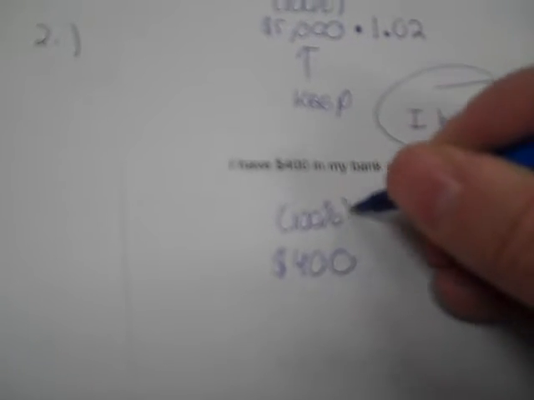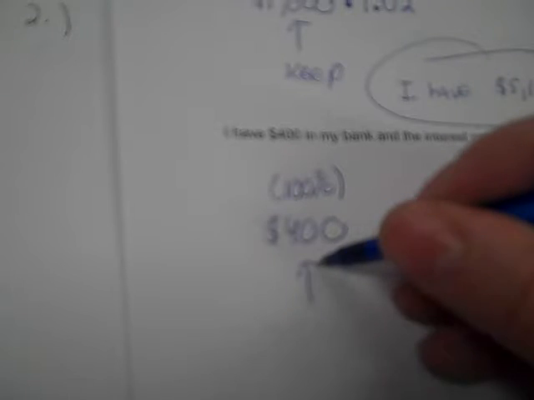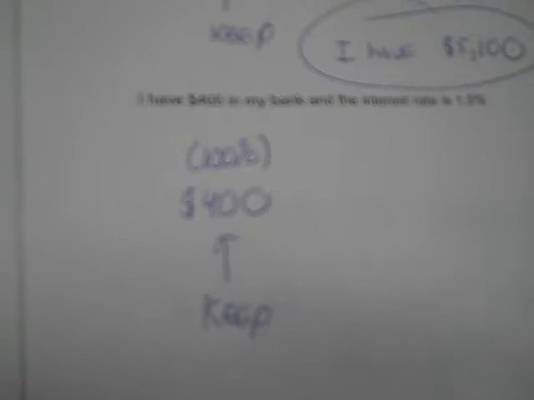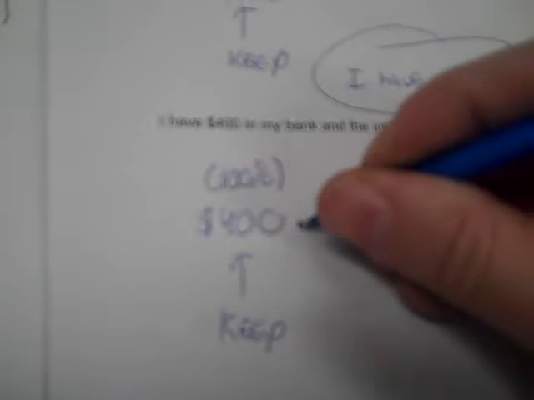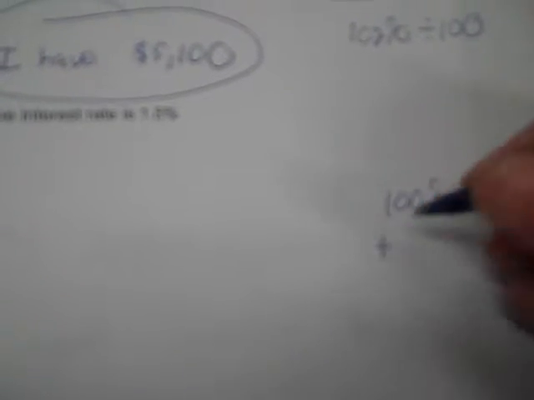Okay, I have $400 in my bank and the interest rate's 1.5%. So I have 400. And remember what 400 represents. It means I have 100%, all my money. And I get to keep $400. Okay, don't take that away from me. So that represents the 100%. And then I'm going to add 1.5% to that.